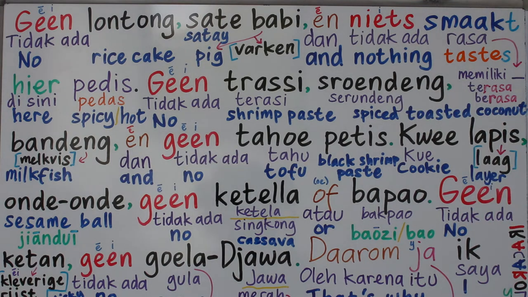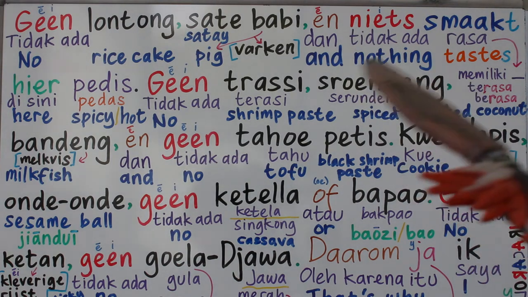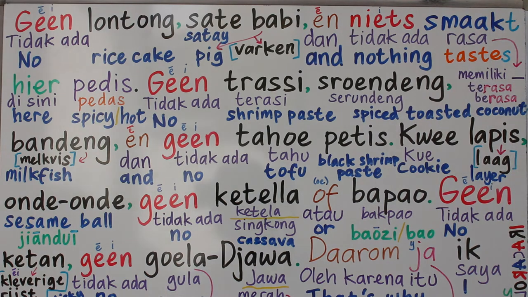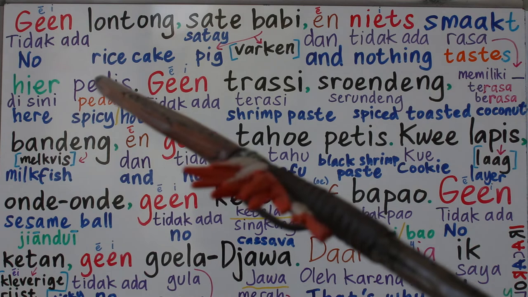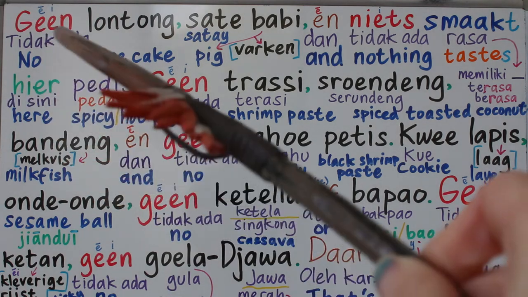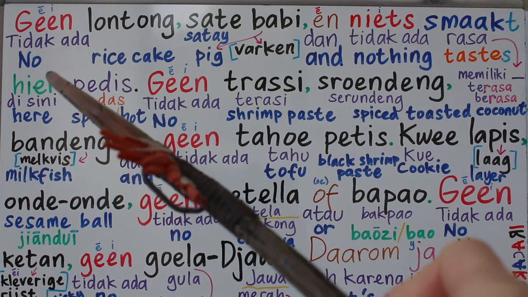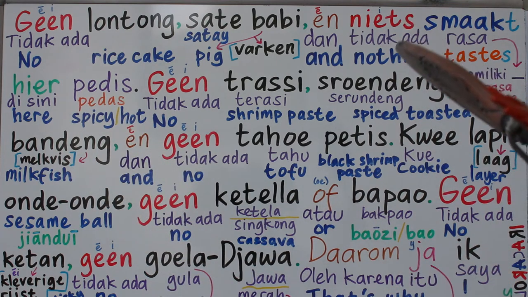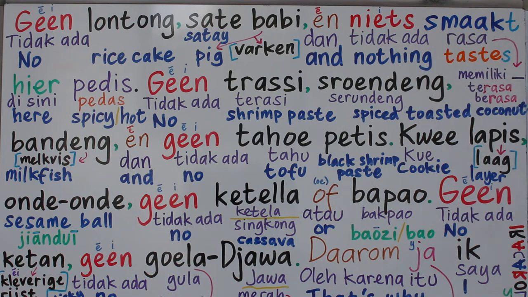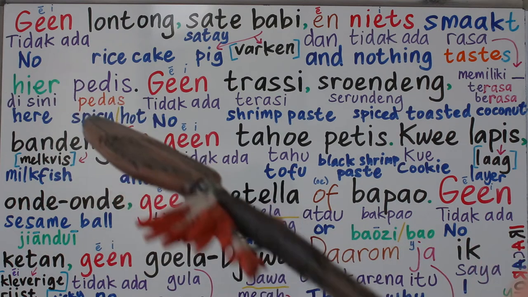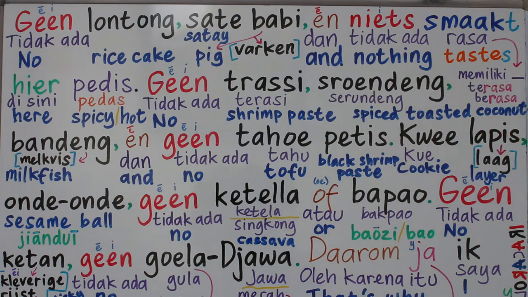And here, nothing, tidak ada. Why do I write tidak ada as no here? Because this is more the translation of this Dutch word becoming this one, and this one becoming this one. But in Indonesian, tidak ada is two words. And then this one.